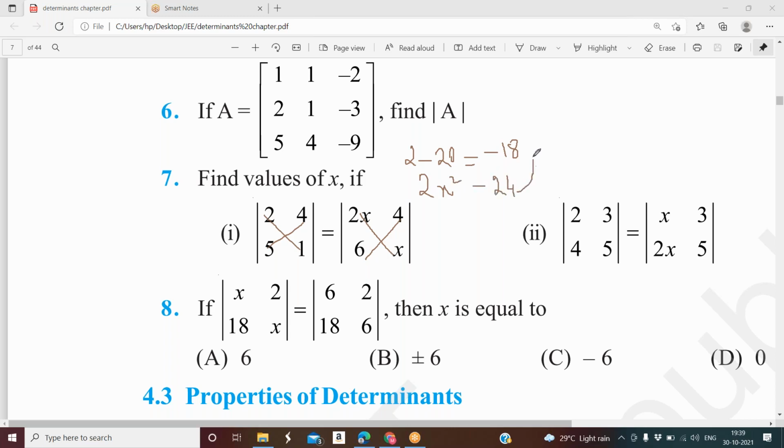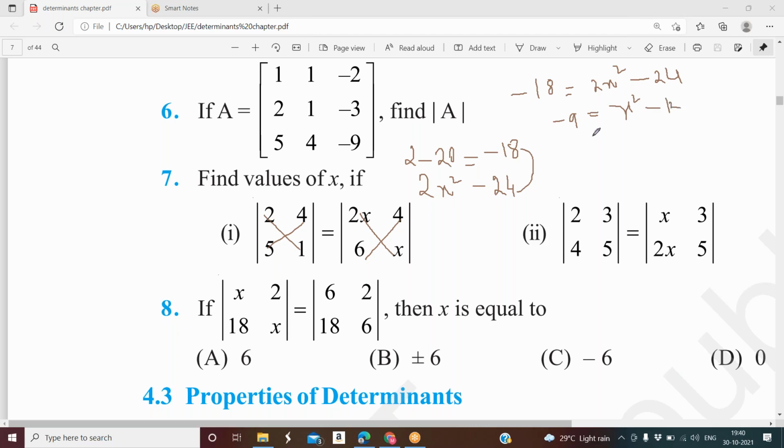Okay, so now I have to equate these two, because the left hand side value is minus 18, whereas the right hand side value is 2x square minus 24. I have calculated the left hand side as well as the right hand side. We can cancel 2, dividing throughout by 2. So minus 9 equals x square minus 12.